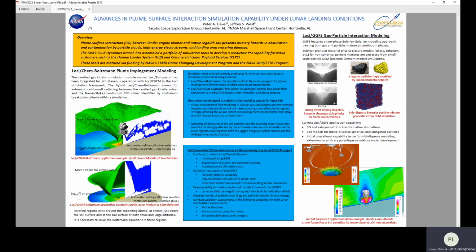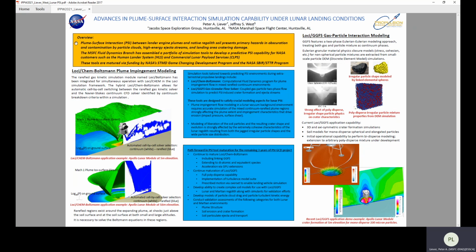Recent advances are presented in Plume-Surface interaction simulation capability for lunar landing conditions. Plume-Surface interaction, or PSI, between lander engine plumes and native regolith soil presents several primary hazards. The Marshall Fluid Dynamics branch has assembled a portfolio of simulation tools to offer a predictive capability for customers such as the Human Lander Systems and Commercial Lander Payload Services (CLPS) landers.